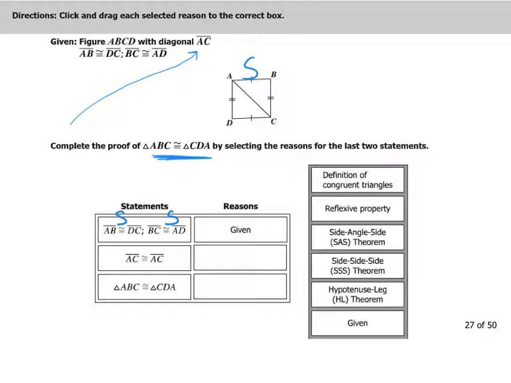So we got it. Next, AC is congruent to itself. It's in the middle. And the two sides. So this is the reflexive property. So reflexive will go here. Now what do we have here? We have 3 sides. So guess what? This is the side-side-side. Proofs aren't that bad. Just read through it, mark stuff up, and make sure you understand the proof.